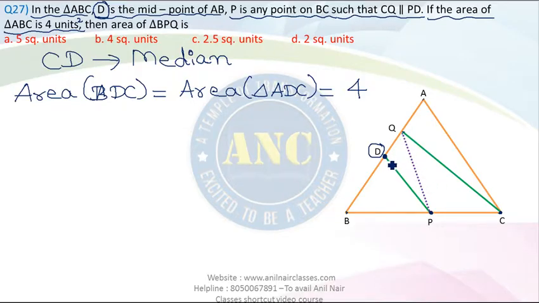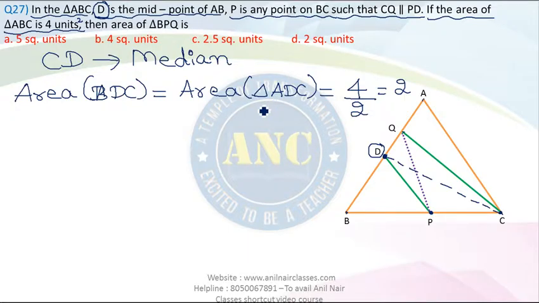Let me draw it for your understanding if you really want it. This is the CD. There are two triangles right now, one is BDC and the other is ADC. These two areas will be equal because D is the midpoint and CD is the median. So the entire 4 is divided into two equal parts. So BDC will be 2 square units, and ADC will also be 2 square units.